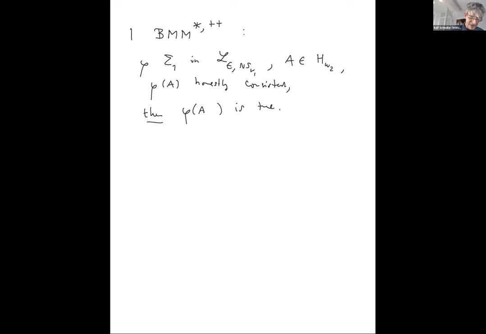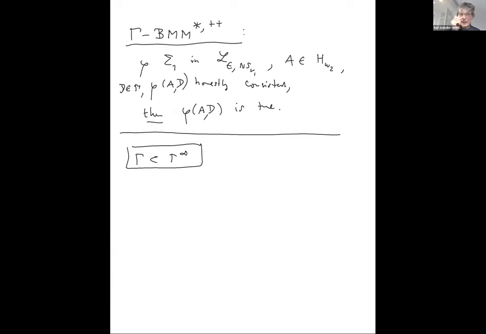And a strengthening of that looks like a very weird statement. We will see in a second what's going on here. So gamma here is a collection of sets of reals which are all universally Baire, so they all have versions of themselves in generic extensions. So gamma BMM star plus plus is the statement: if phi is a sigma one sentence in that language, A is a parameter, and D is in gamma, and phi of A and D is honestly consistent, then this statement is actually true. So that is a definition.